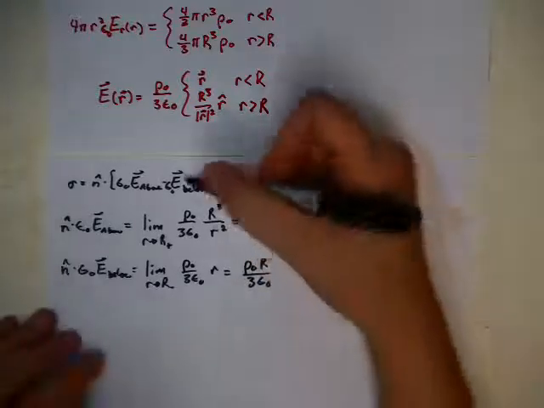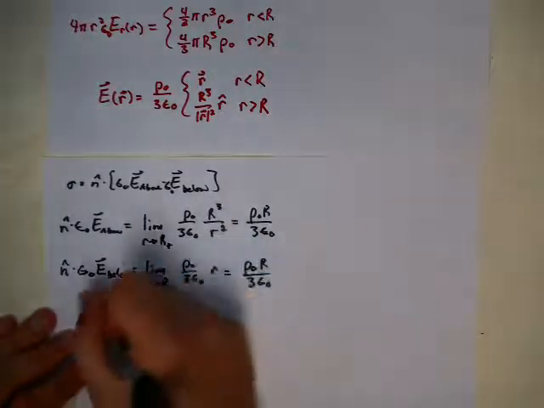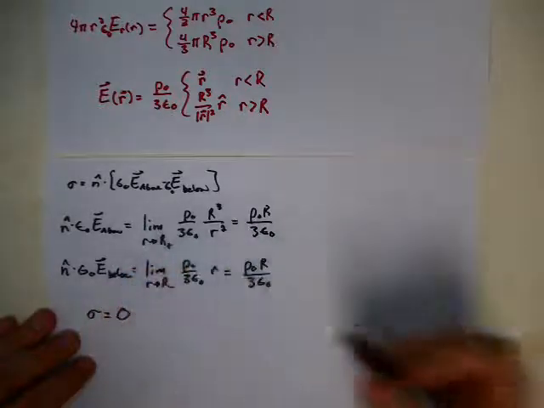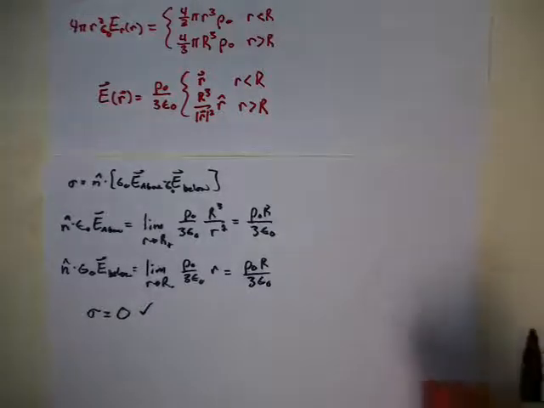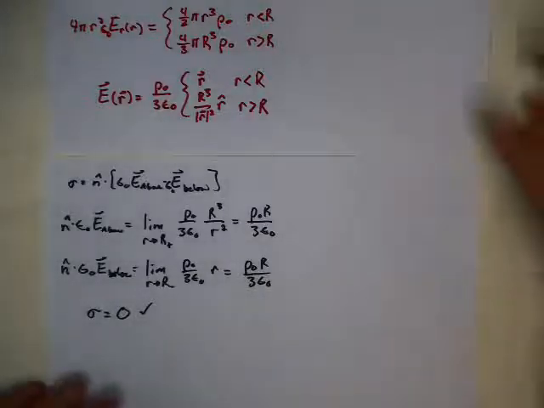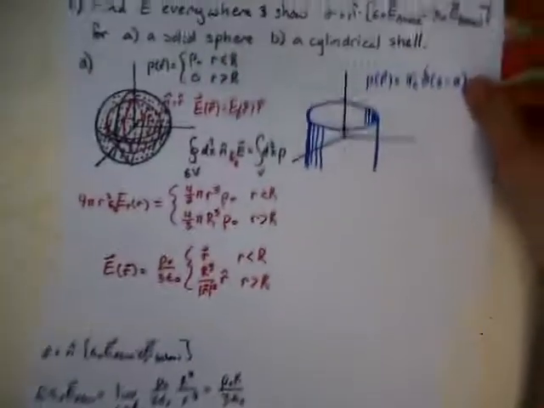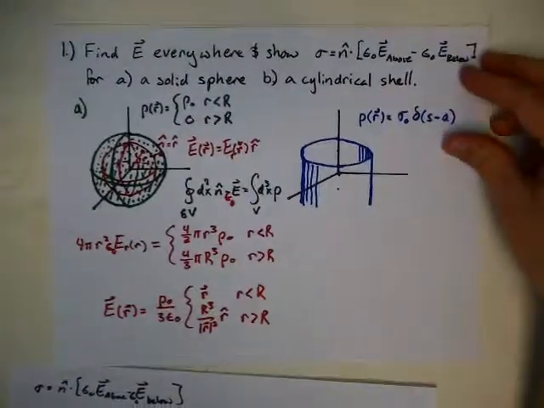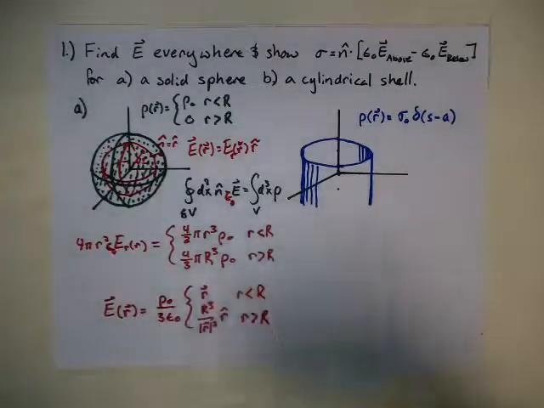And so the subtraction of this from this is of course 0, and so it says that the surface charge at the surface of this is 0, which is exactly what we want to find, because there is no surface charge. This is a volume charge density, not surface charge density. So that is kind of interesting. That says that a volume charge density and a surface charge density are somewhat different. So that's kind of an interesting conclusion there.